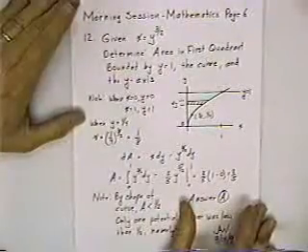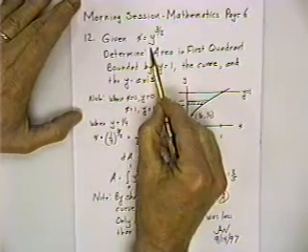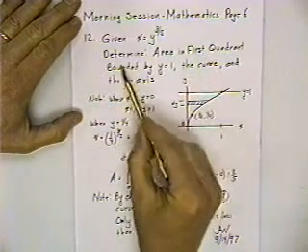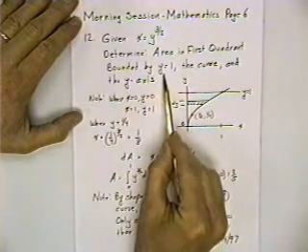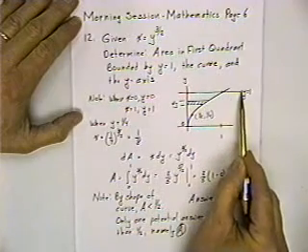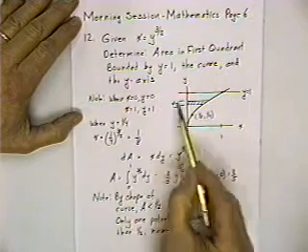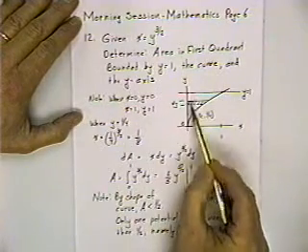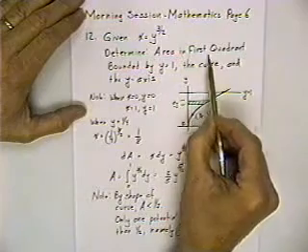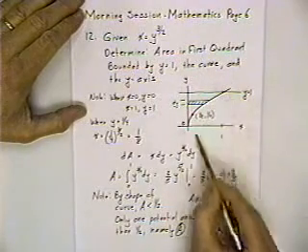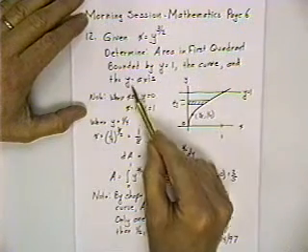Here's one that may take you just a little longer. We're given a curve, x is equal to y to the 3 halves. And it asks you to determine the area in the first quadrant bounded by y equals 1, the curve, and the x-axis. Let's see, I've got to read this again. Determine the area in the first quadrant. First quadrant is this one. Bounded by y equals 1, the curve, and the y-axis.